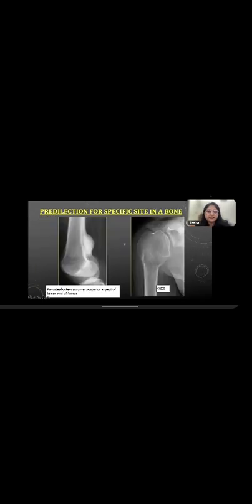Predilection of specific site in a bone. Very important example is parosteal osteosarcoma, which has a very high predilection for posterior aspect of lower end of femur. Similarly, as I told you, GCT has the predilection for epiphyseal region of long bones. In that, humerus proximal aspect, femur distal aspect, and tibia distal aspect, and even distal radius is a very common site of GCT. Central location within the bone is specific for SBC, fibrous dysplasia, and enchondromas.